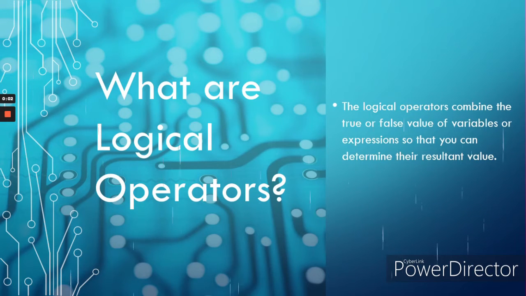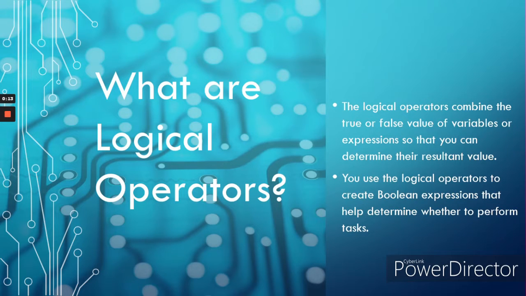The logical operators combine the true or false value of variables or expressions so that you can determine the resultant value. You use the logical operators to create Boolean expressions that help determine whether to perform a task. Logical operators have three types of operators: and, or, not. So these are the three values. And now I will teach you the meanings and what the uses of these operators are.